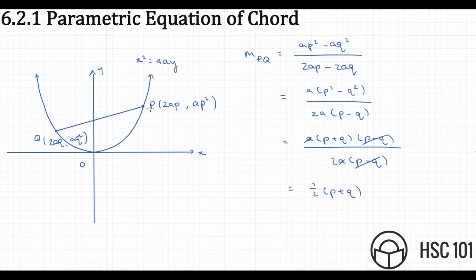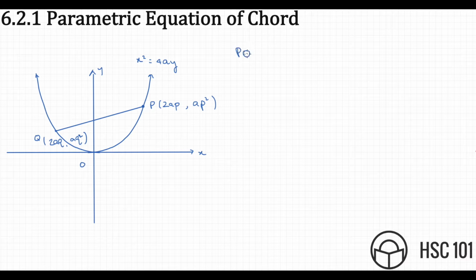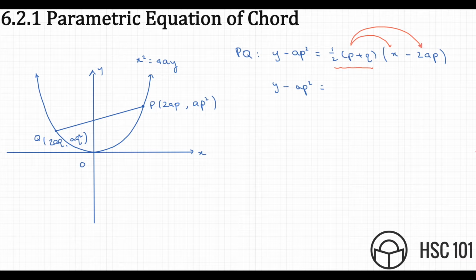As soon as I've got the gradient of this chord, we know that it passes through P, which is 2ap, ap squared. So if I use this as x1, y1, then we know that the equation of PQ is going to be y minus y1, which I'm using as ap squared, is equal to the gradient, which we just found to be half brackets p plus q, times x minus x1, which is 2ap. So that's what we have here. And of course, if I expand the whole lot, what we're looking at is y minus ap squared. And when I expand the right, I'm going to take the half p plus q as a whole and multiply it with the x. And then I'm going to take the half p plus q and multiply that with minus 2ap. What I don't want to do right now is expand term by term. So if I jot that down, we're looking at half p plus q lots of x, and then I've got half p plus q times minus 2ap. So that's going to be minus ap times p plus q, because the half times 2 cancels away.